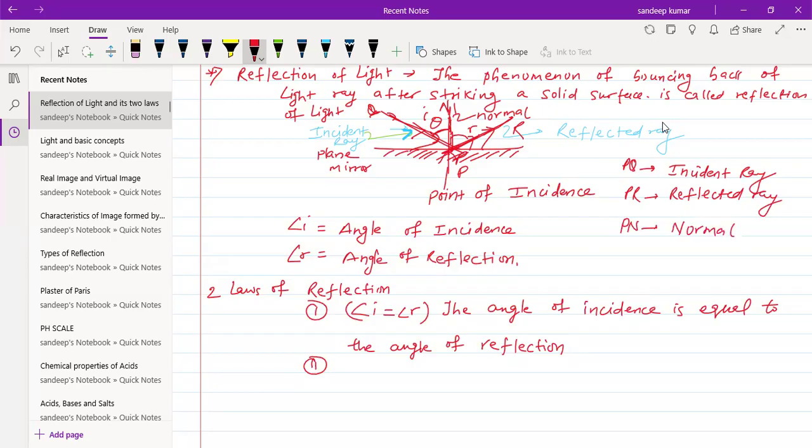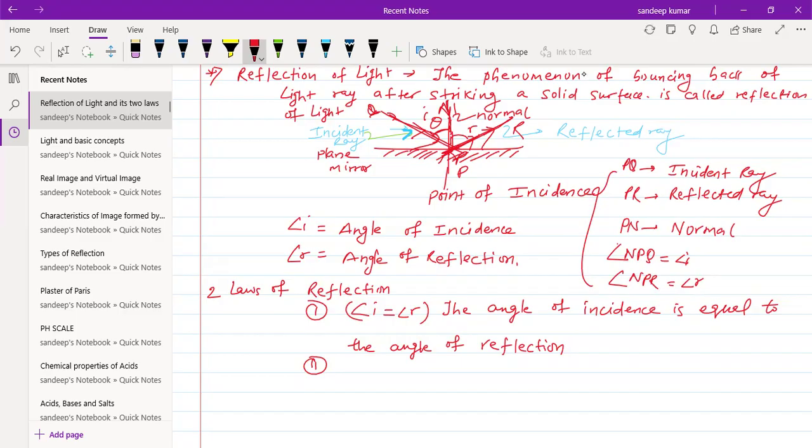What is the angle of incidence? How will we write it? NPQ. This is the angle of incidence, N, P and Q. Similarly, angle NPR is the angle of reflection. I have just written these terms to make it more clear.